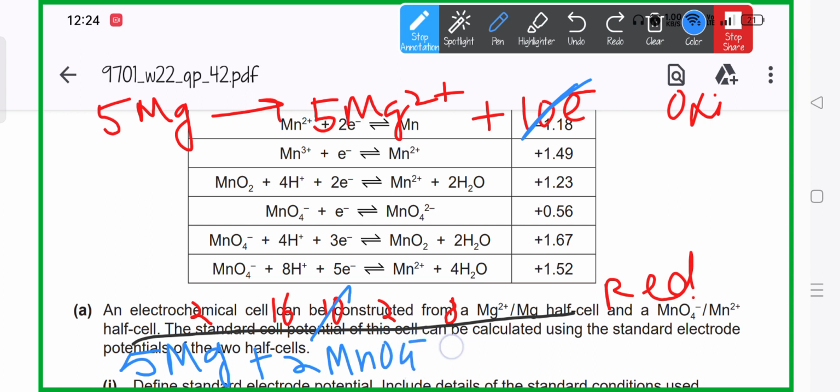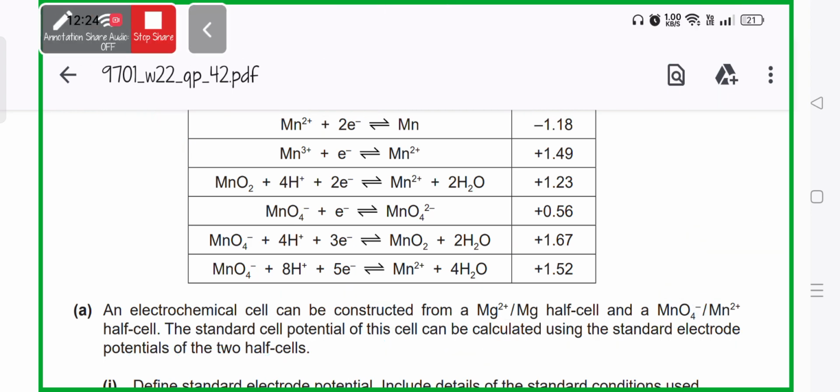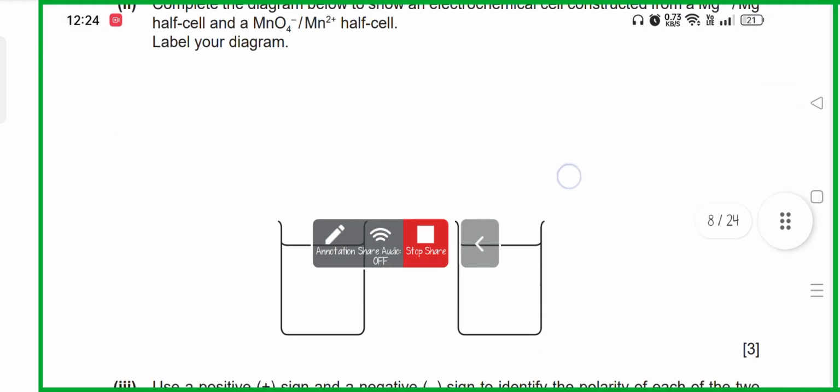MnO4 negative plus 16 H positives, giving us 5 Mg2+ and 2 Mn2+, and I'm going to write the water here, it's 8 water. So this is your final equation that you can write in the question's place.